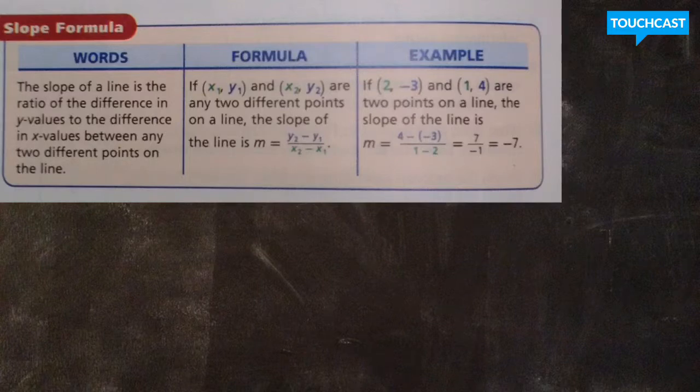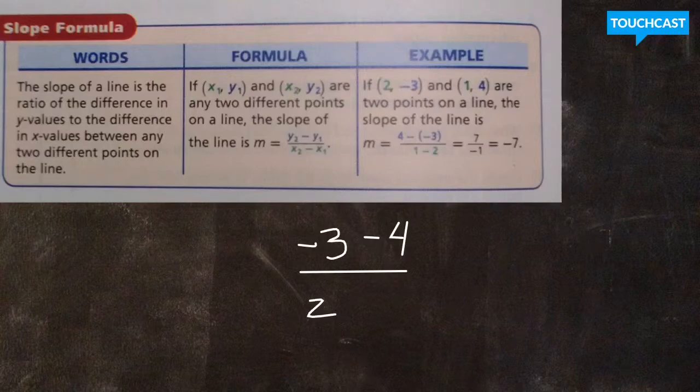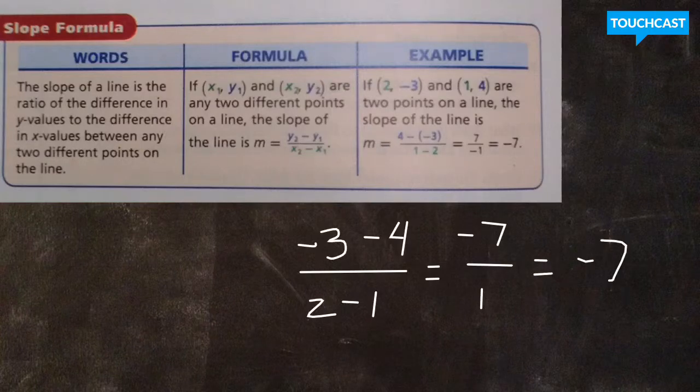So let's take those other 2 points that we were given in the example and let's flip everything. So let's have our y2 be -3 and our y1 be 4, so -3 minus 4 over x2 would be 2 this time minus x1 is 1. -3 take away 4 is -7. And 2 take away 1 is 1, which still gives us a slope of -7. Let's look at an example.